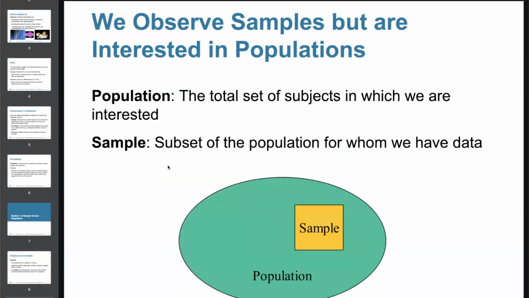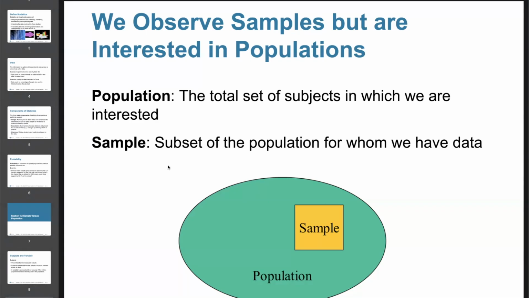As you can see here in this title, we observe samples but are interested in populations. So what is the sample in statistics? What is the population in statistics? Population, of course, in everyday language means the number of people in a specific area, right? But in statistics, it's not like that. The population is the total set of subjects in which we are interested. The sample is just a subset of the population for whom we have data.